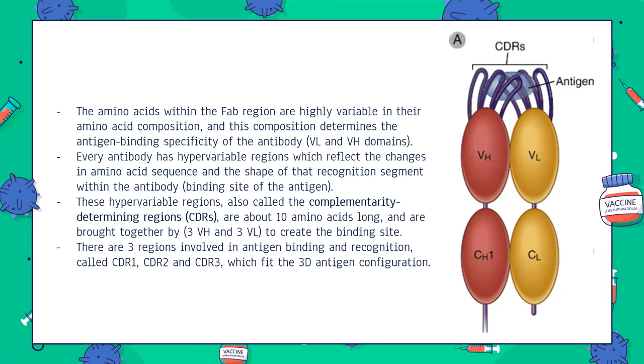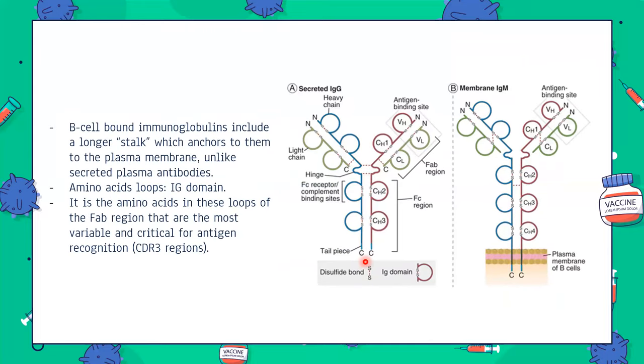Now, I mentioned to you guys that we have two main types of B cell antibodies, right? Our antibodies can either be bound to the B cell itself, which basically means that it just has a long stalk that anchors it to the plasma membrane, or it can be free floating in the plasma, right? Now, looking here, what was this for us? This was our FAB region, right? This was where we had our VH and VL. This is where we had the different hypervariable strains that we had, right?